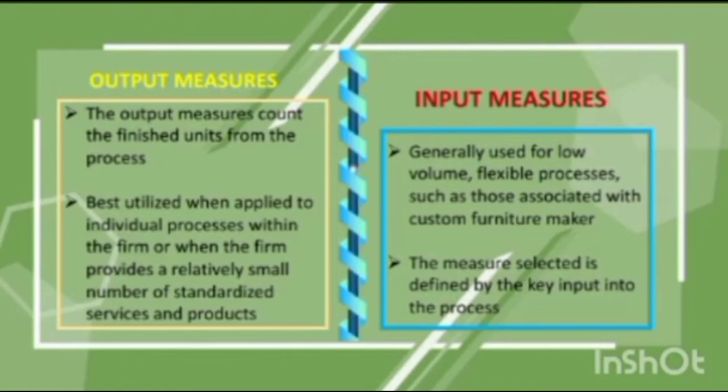So input measures are generally used for low-volume, flexible processes such as those associated with custom furniture maker. So when using input measures of capacity, the measure selected is defined by the key input into the process, where the provision of capacity is fixed. So it is often easier to measure capacity by inputs. For example, rooms available in a hotel or seats at a conference venue. So input measures are most appropriate for small processes or where capacity is relatively fixed, or for highly customized or variable outputs such as complicated services.